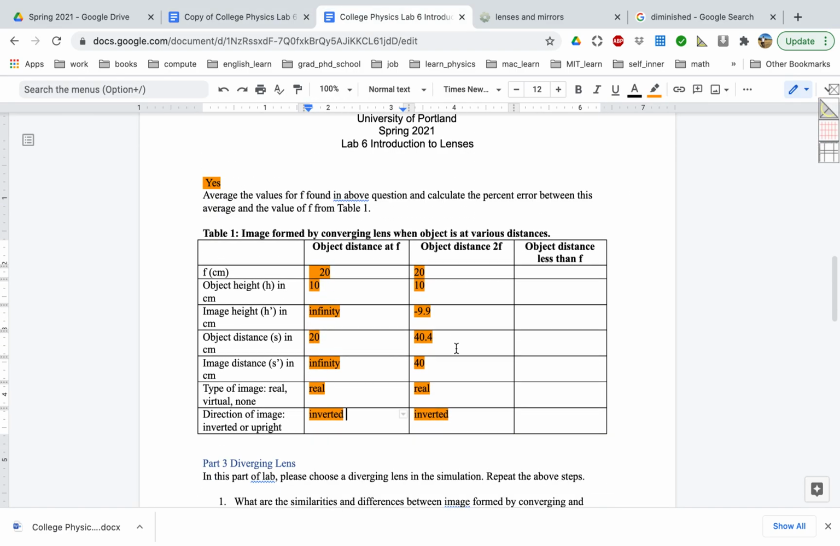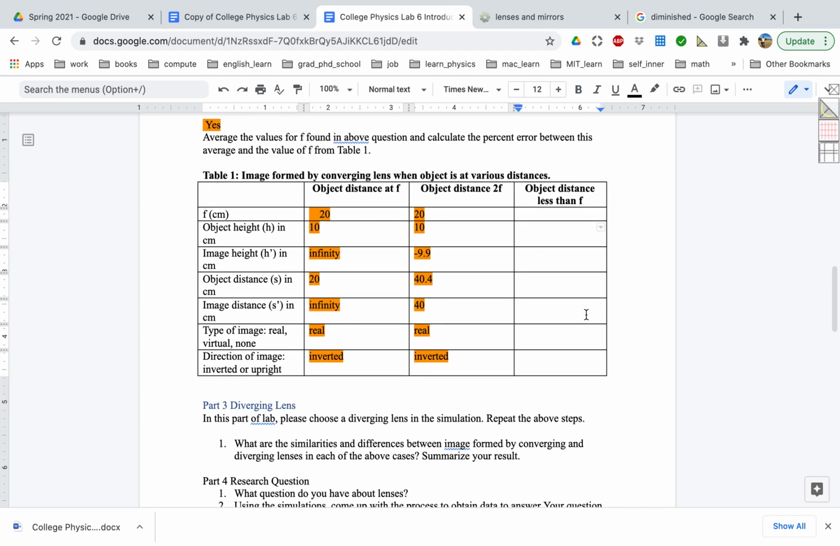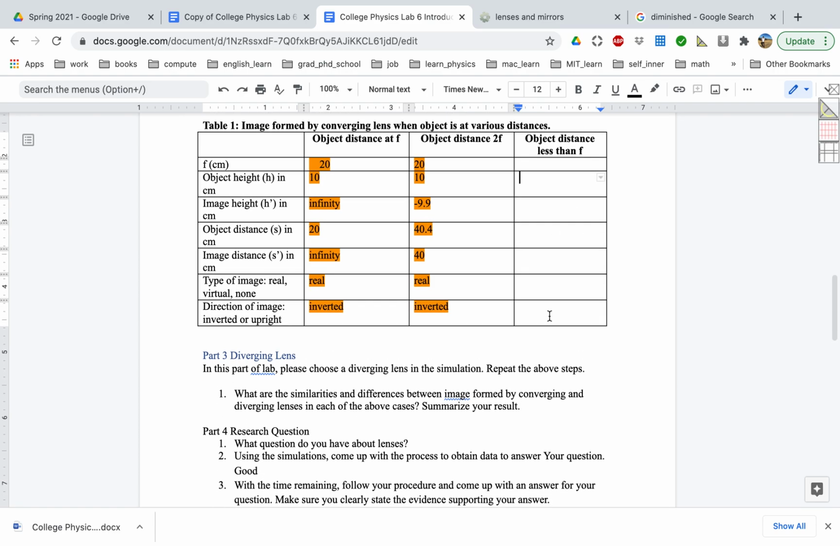I have a data set here for 2f also. I haven't done the data for object distance less than f yet. So you could maybe try and keep a sample. If you have time, you could try this out and let me know as well, but it's all right if you do not get to do it.